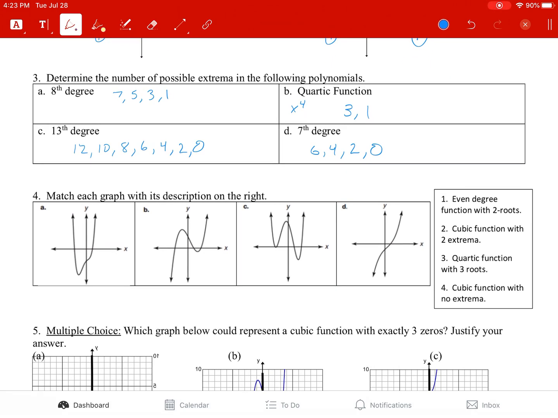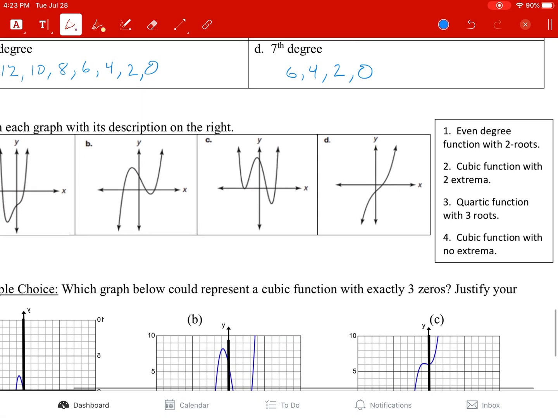Okay, so we have here matching the graph with its description on the right. So let's do the description. So an even degree function with 2 roots. So a root is where the graph crosses the x-axis twice. And an even degree means it's going to be a graph where it starts and ends in the same direction.